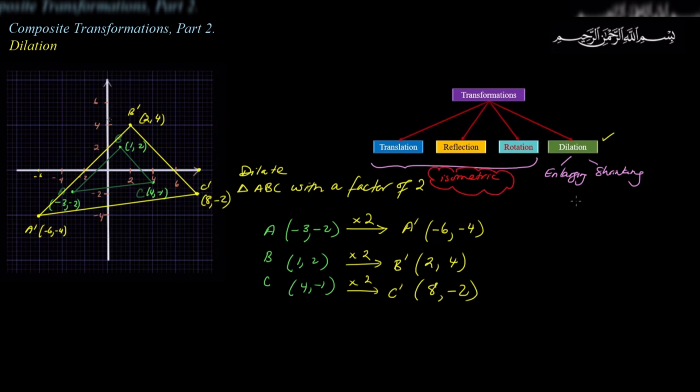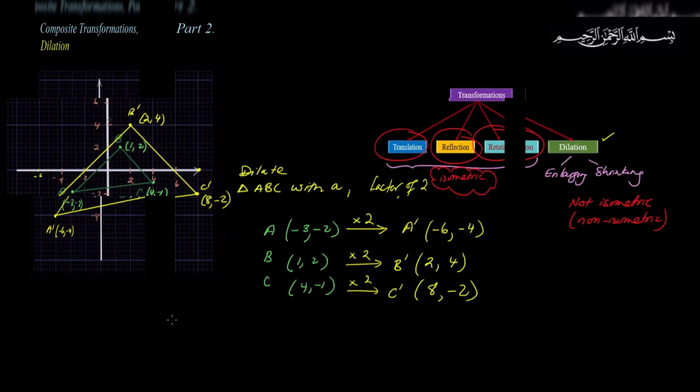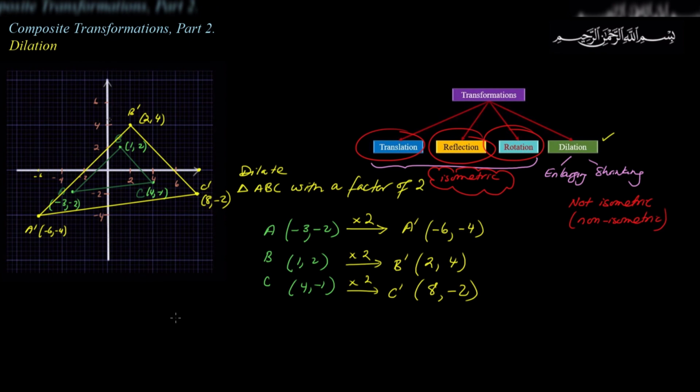And dilation is non-isometric. The size of the image changes, so it's called non-isometric. So iso means the same, metric means the size of a thing. Whereas translations, reflections, and rotations are isometric transformations, dilation is non-isometric. That is, it does not retain the size. That's the whole idea. You either make it bigger or smaller. And so that's dilation. With that, we complete our study of transformations for now.